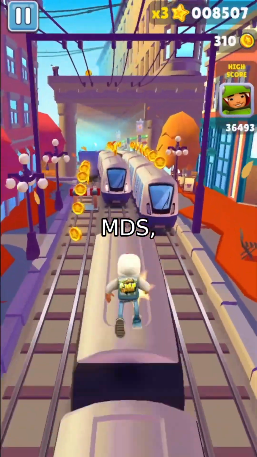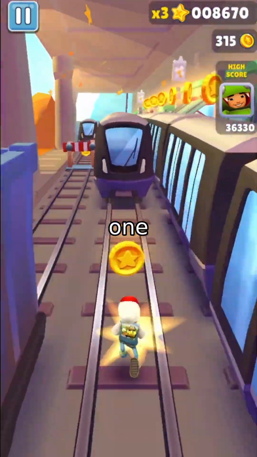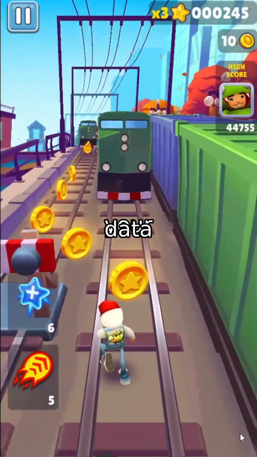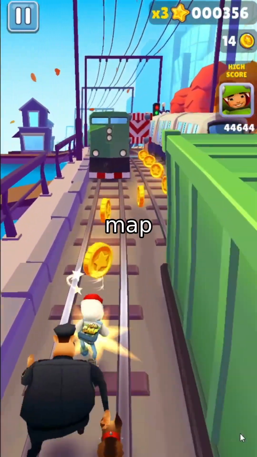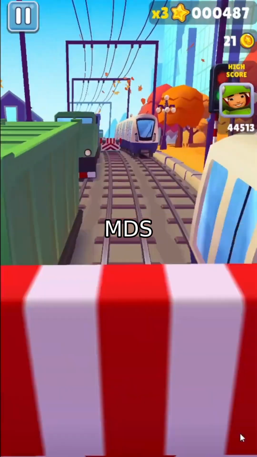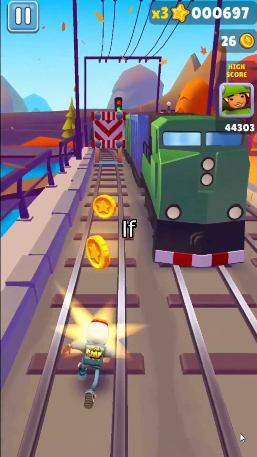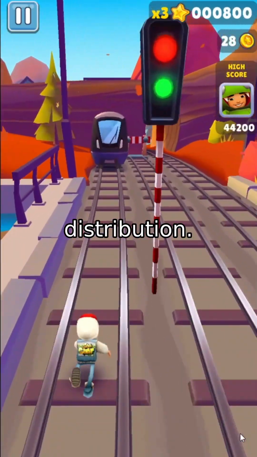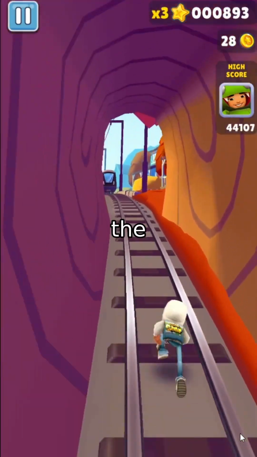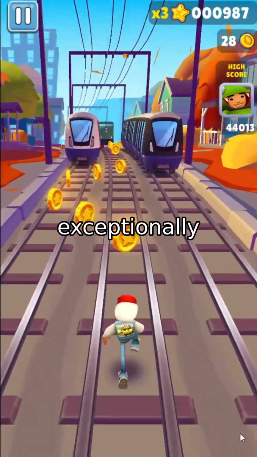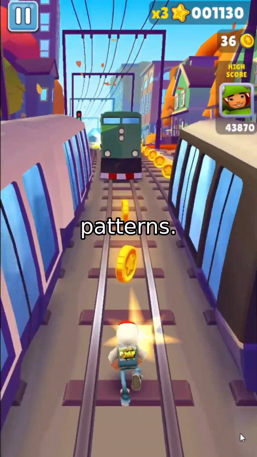Then there's MDS, Mahalanobis Distance score. This one uses geometry. Imagine your data lives in a high-dimensional space, like a map with thousands of axes. MDS measures how far a new data point is from the known regions the model has seen. If it's too far, it's probably out of distribution. The math here gets complex, but the takeaway is simple. This method works exceptionally well when the data follows certain statistical patterns.